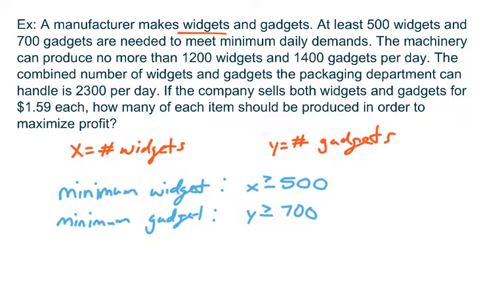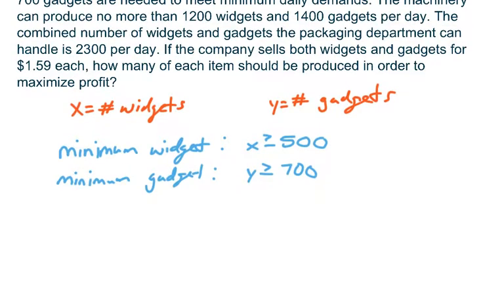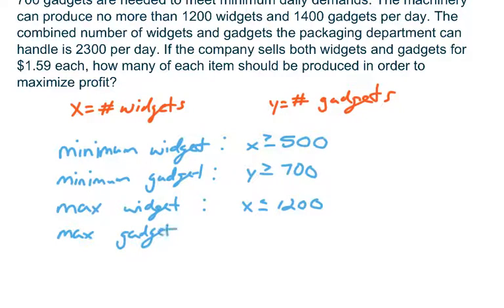It also says machinery can produce no more than 1,200 widgets and 1,400 gadgets. So we do have maximums on those. So max widgets would have to be x is less than or equal to 1,200. And then the max gadget is going to be y is less than or equal to 1,400, because it says 1,200 widgets, 1,400 gadgets is the maximum. It can produce no more.